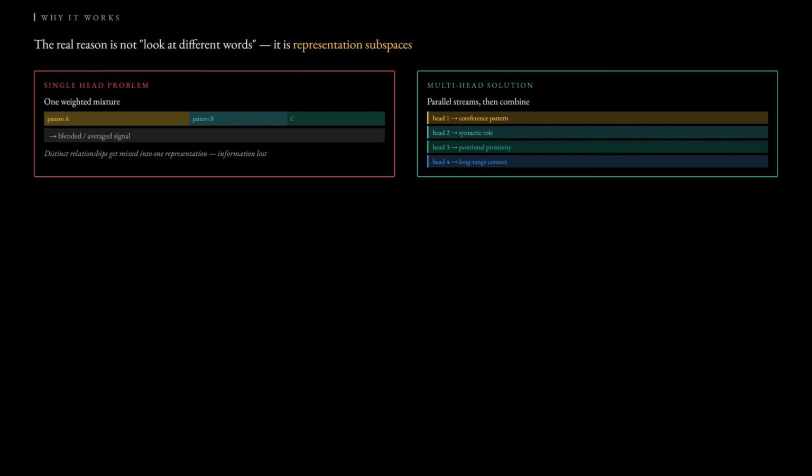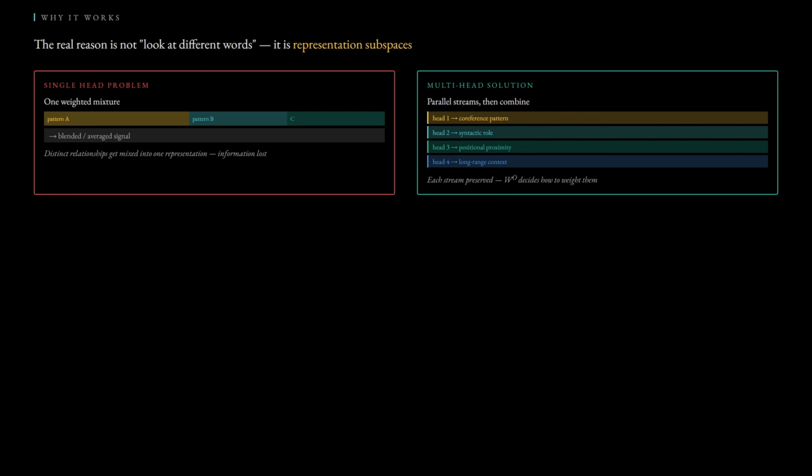The gold stream does not depend on the cyan stream. It does not blend with the cyan stream, at least at this particular stage. They stay separate all the way through concatenation. Each stream is preserved intact, which is the whole point. The mixing only happens at WO, the output projection matrix. The output projection matrix is a learned matrix that can decide the right way to integrate them for a specific task and input. The model is not forced to choose between the three patterns. It can represent all three simultaneously in separate streams and then learn how to combine them.